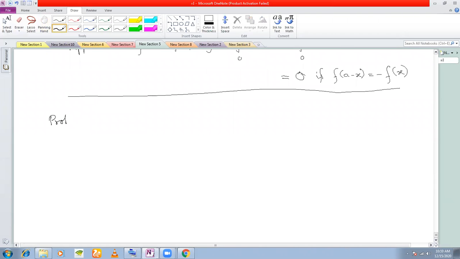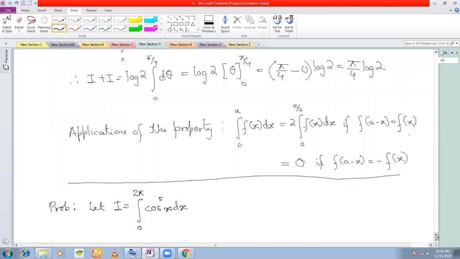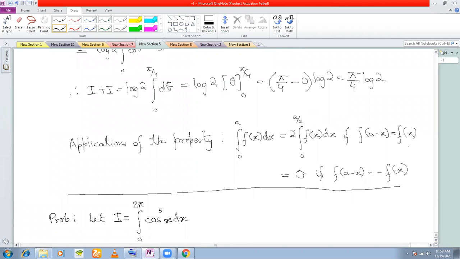Problem. Let I be equal to the integral from 0 to 2 pi of cos to the power of 5x dx. Now see here, if you look at the property here, what do you see?